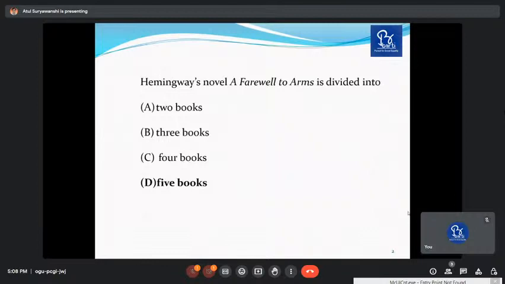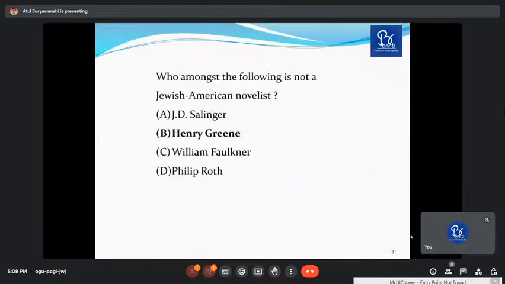It's a beautiful story. Arms means weapons of war, and the second arm symbolizes the beautiful arms of the beloved Catherine. So the very title of this novel is quite symbolic. This novel has been divided into 5 books. It is a very beautiful novel for study. I request you to study it in detail, with the characterization and the theme. Let us turn to the next question in the series.